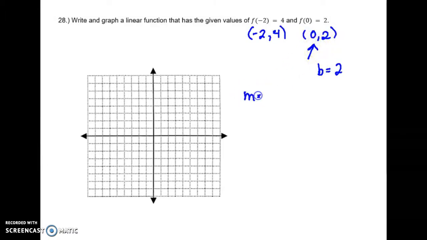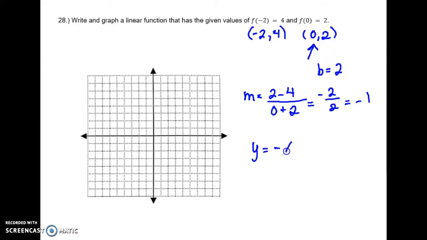My slope is going to be 2 minus 4, y2 minus y1, divided by 0 plus 2, which is 0 minus a negative 2. So 2 minus 4 is negative 2. 0 plus 2 is 2, so my slope is negative 1. Okay, my equation of my line is y is equal to negative 1x, or negative x plus 2. So I start at my y-intercept, which is a positive 2. My slope is negative 1. I'm going to go down 1 to the right, down 1 to the right, or up 1 to the left. There's my line.